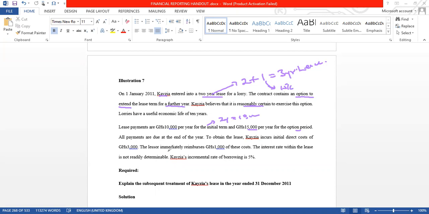Then it says that the lessor immediately reimbursed. So this is what we call the incentive. And it says that the initial direct cost is 3,000. So that is where the incentive offsets. Then we say the interest rate within the lease is not readily determinable, but there is an incremental rate of 5%. So this is our implicit rate.